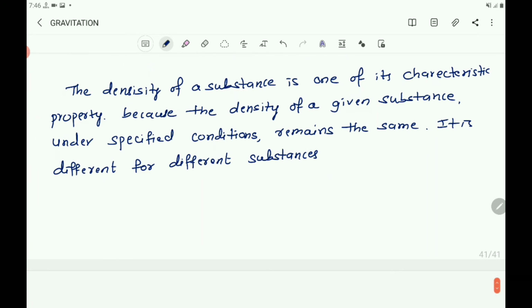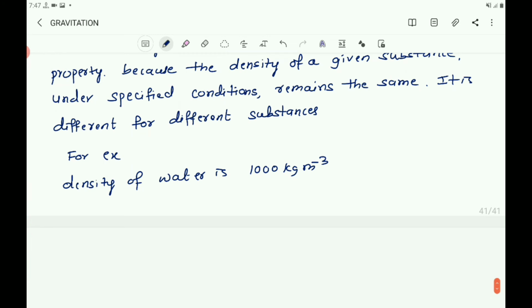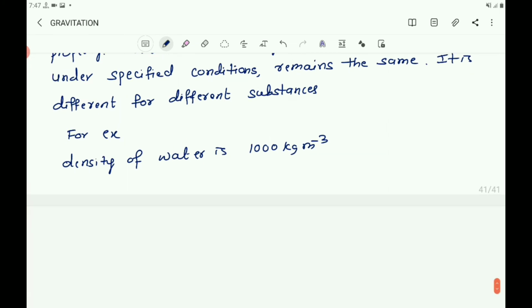For example, take the density of water. Density of water is 1000 kg m power minus 3, not m power 3, 1000 kg m power minus 3. And density of gold.